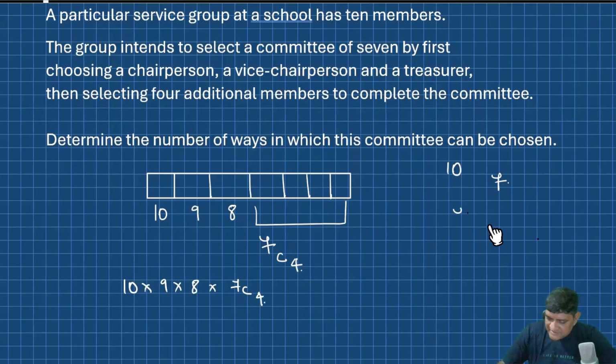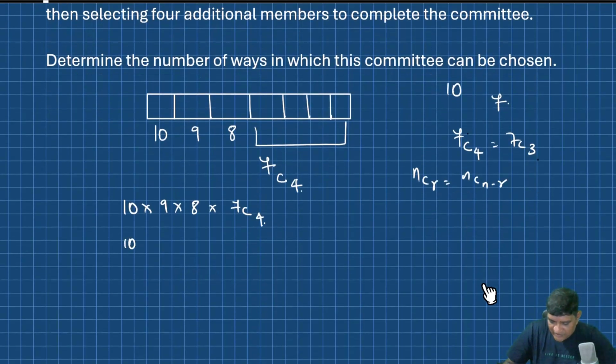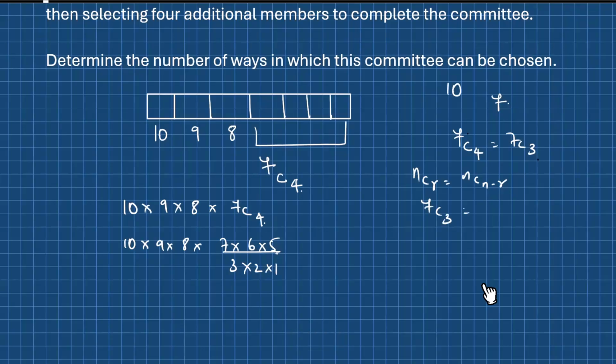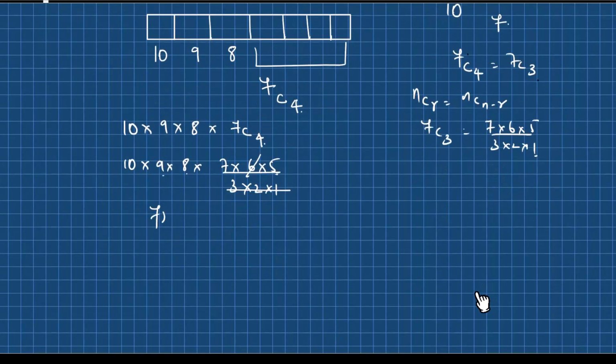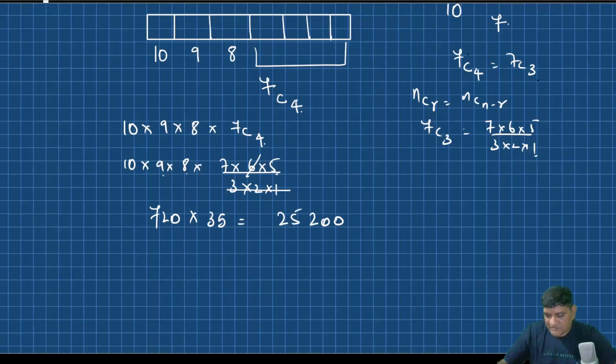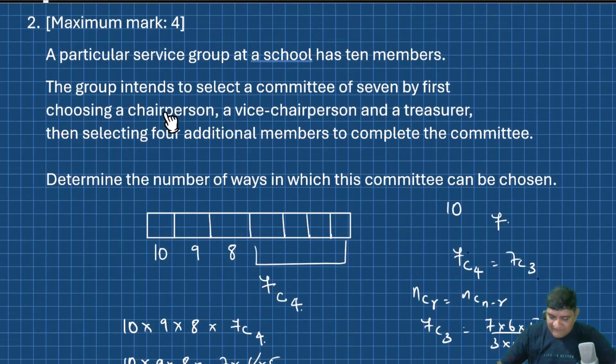But what I know is 7C4 is nothing but 7C3. We know that nCr is equal to nC(n minus r). That's what I'm going to use. So if I proceed further with this, I'm going to have 10 into 9 into 8 into 7 into... which basically means that I can form 25,200 committees, which will have a chairperson, a vice chairperson, and a treasurer, and remaining 4 additional members out of 10 members.